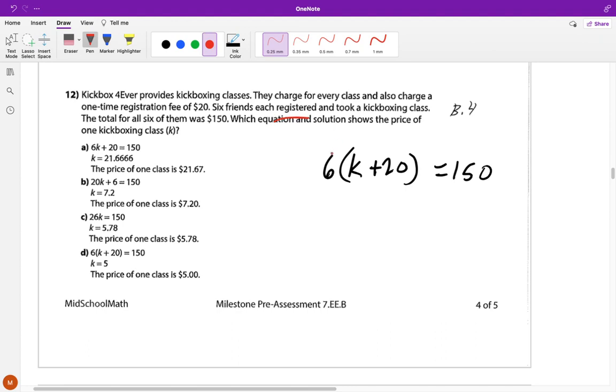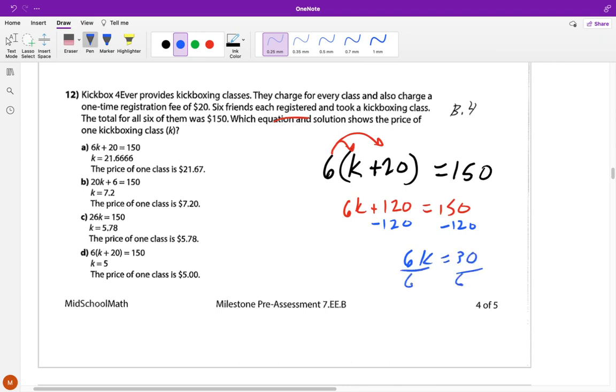So now we can distribute the 6 in. So then we get 6K plus 120 is equal to 150. Then we will go ahead and subtract that 120 from both sides. So 6K is then equal to 30. Divide by 6, K is equal to 5. So that means each class is $5. So this will be letter D for our answer.